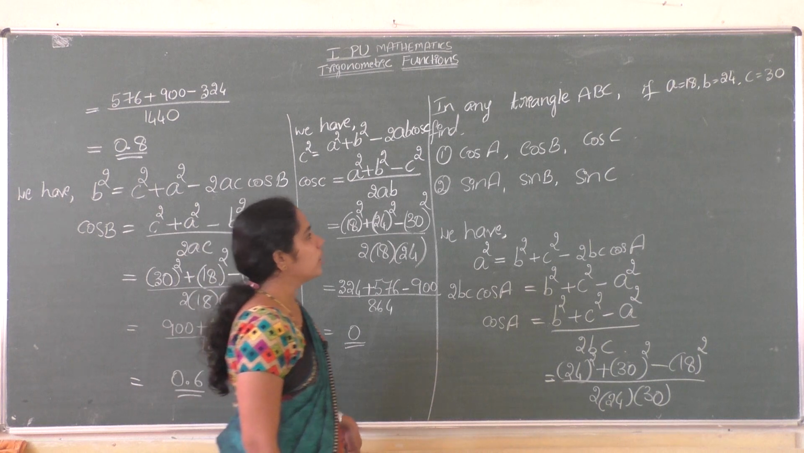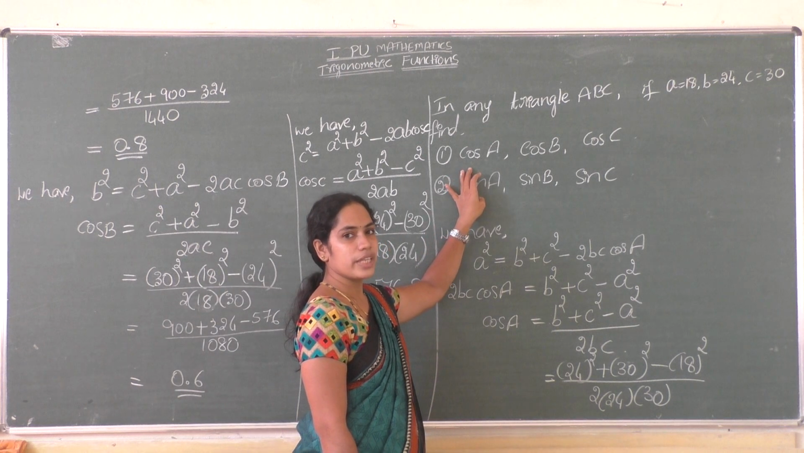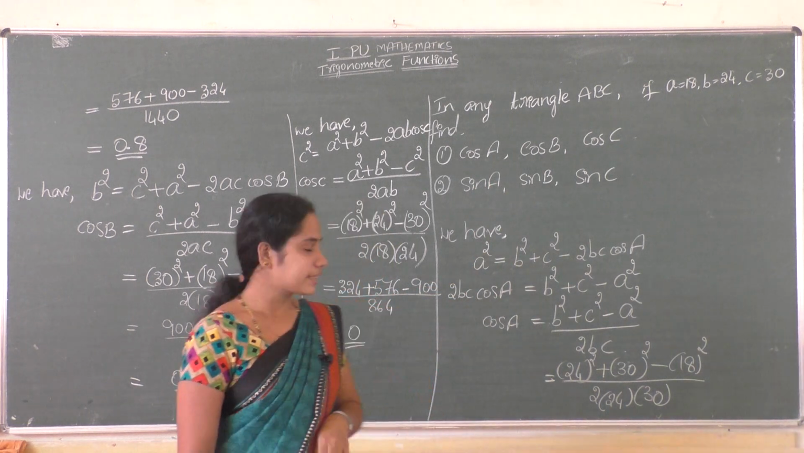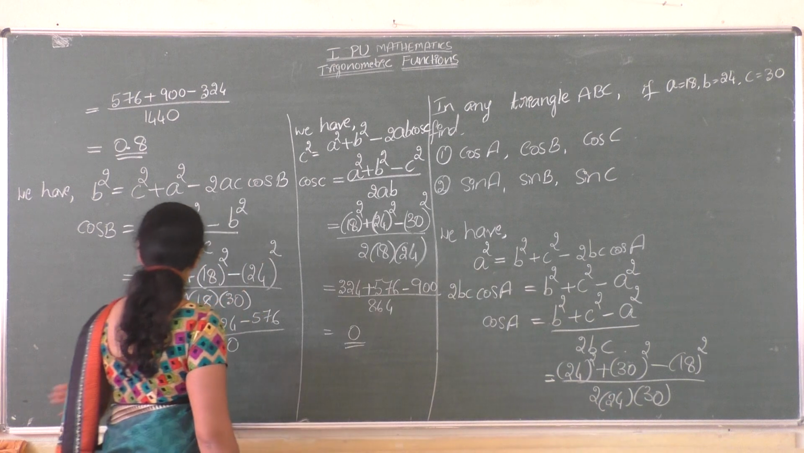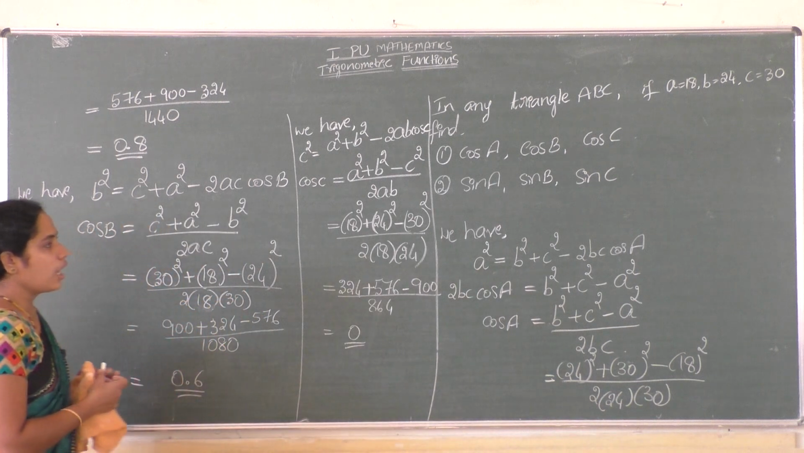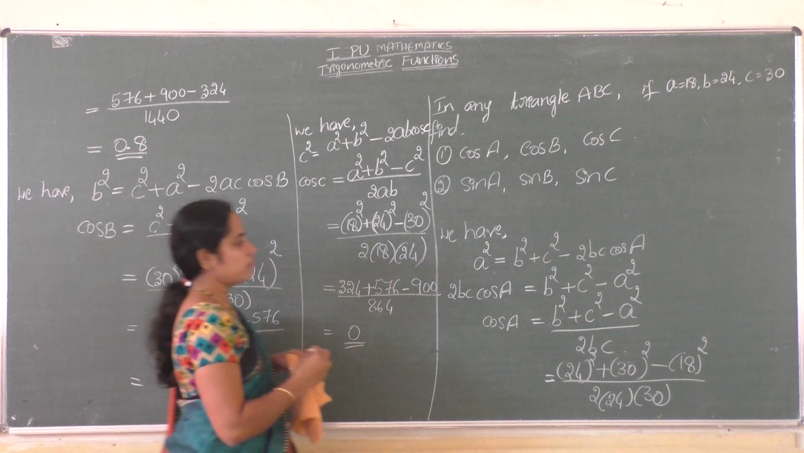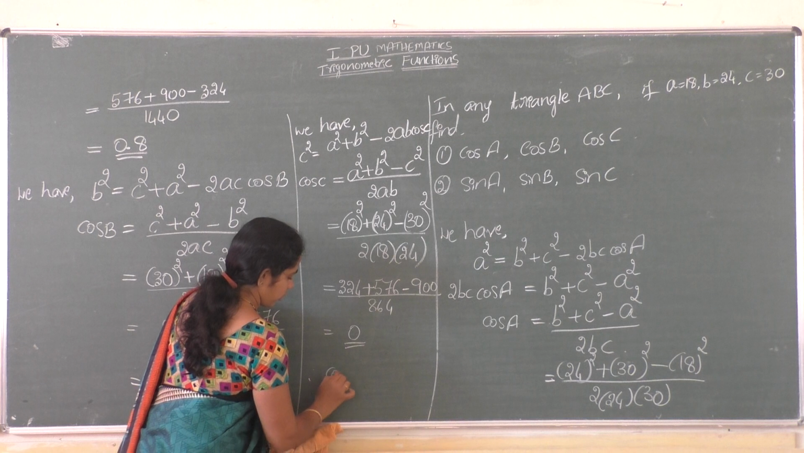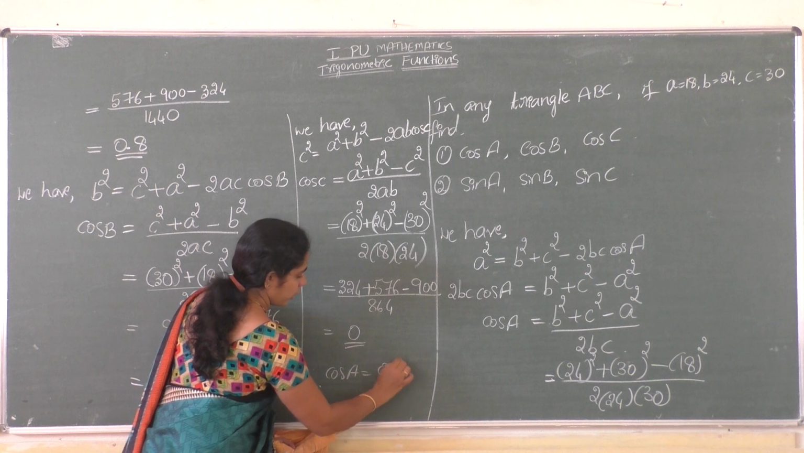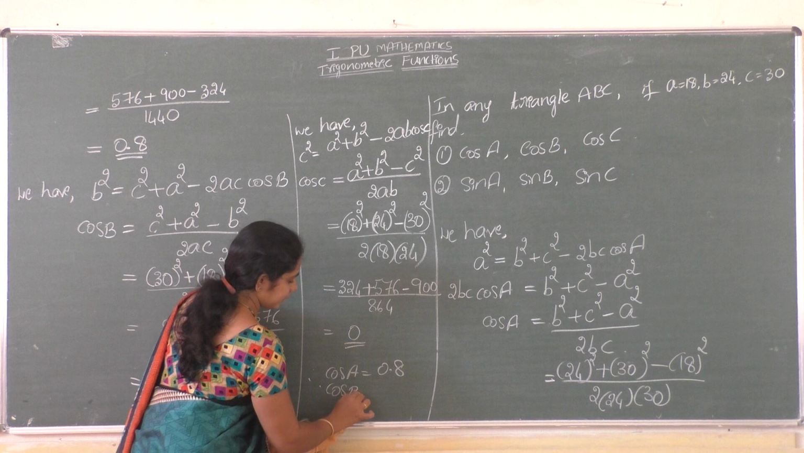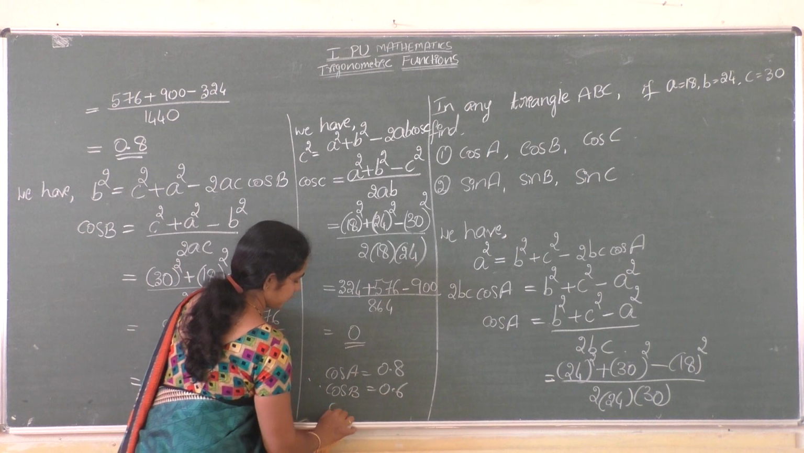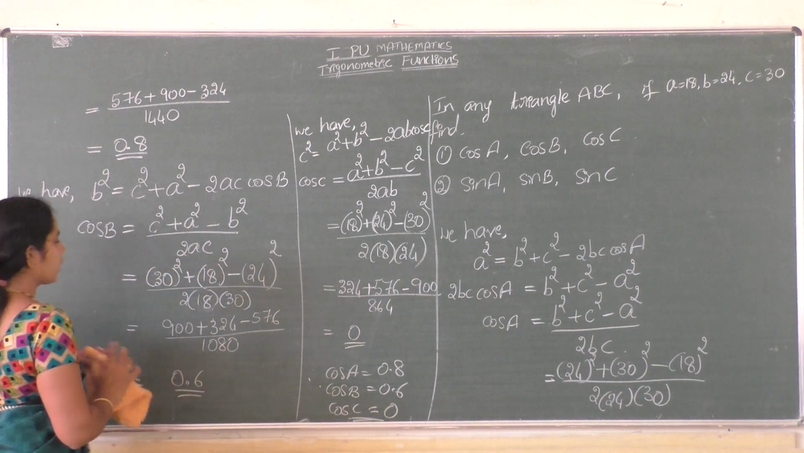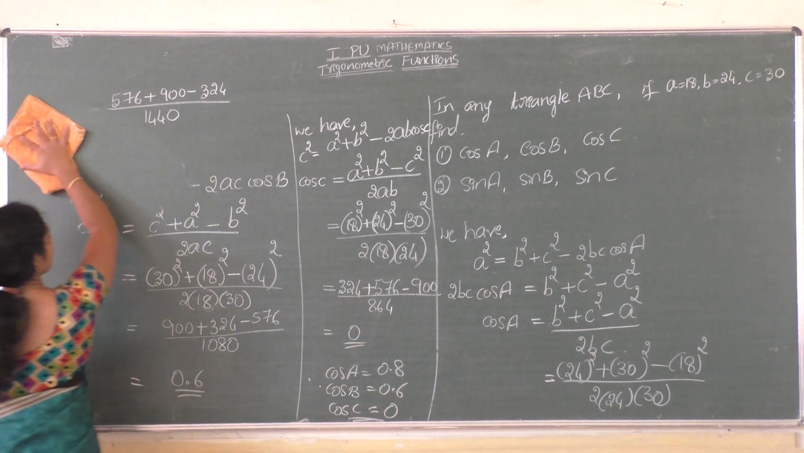Now the second one: we have to find sin A, sin B and sin C. How can we find that? I will write the values here. Therefore cos A is 0.8, cos B is 0.6, cos C is 0. Okay, let us find the sines of the angles.